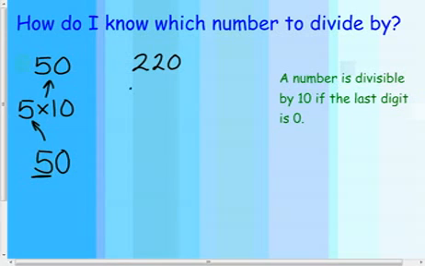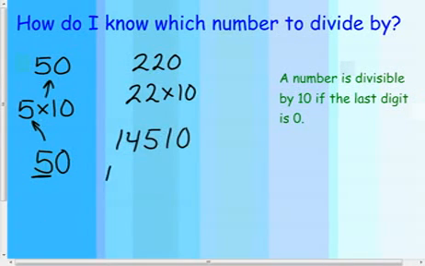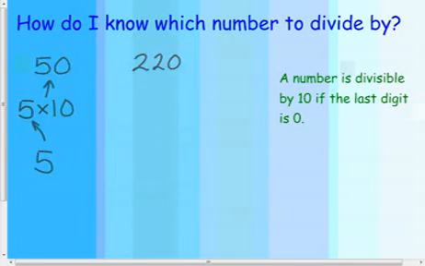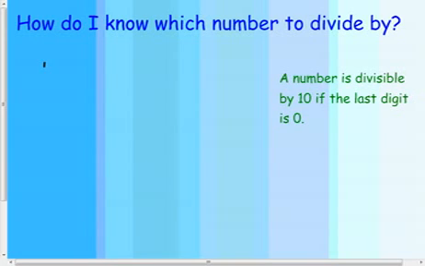So anytime you see a 0 on the end, so this one is going to be 22 times 10. Anytime I see a 0 on the end of a number, it is easy to figure out what the factors are because I just take the 0 off. Okay? So let's look at some fractions that are going to be divisible by 10.